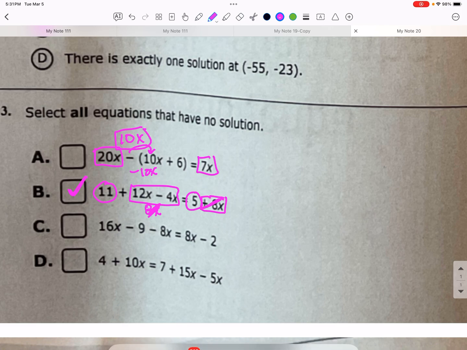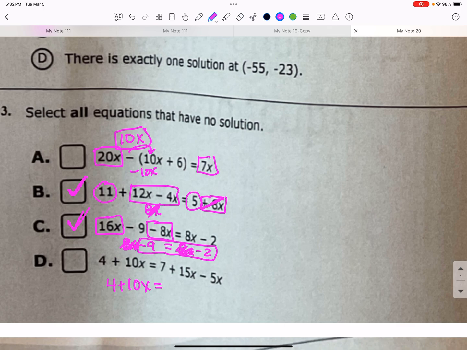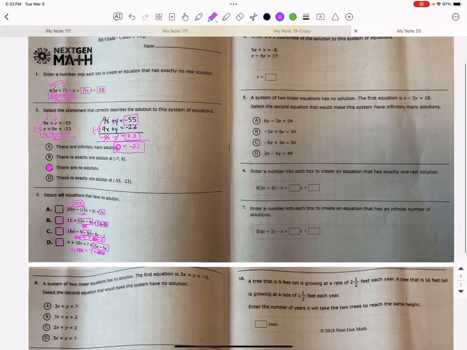Over here, I have 16 x's minus 8 x's. What I really have is 8 x's minus 9. Over here, I have 8 x's minus 2. The 8 x's are going to cancel each other out, and I have negative 9 equals negative 2. Never, no solution. Over here, I have 4 plus 10 x's. Over here, I have 7 plus 10 x's, because 15 x's minus 5 x's is 10 x's. The 10 x's are going to cancel out. 7 equals 4. Nope, never.